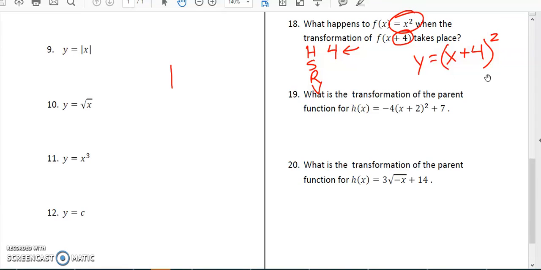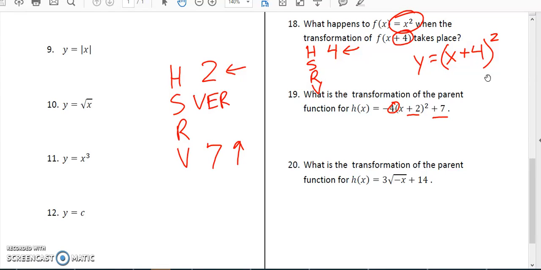Now, for 19, I'm going to go through this quickly. I got like 30 seconds. So, notice the +7 is 7 upward. That's your vertical shift. +2 would be 2 to the left. This 4 here is a vertical stretch. And this minus on the outside is an x-axis reflection. If it's on the inside, like it is there, it would be a y-axis reflection. And I'm out of time, I'm going to have to make another video.